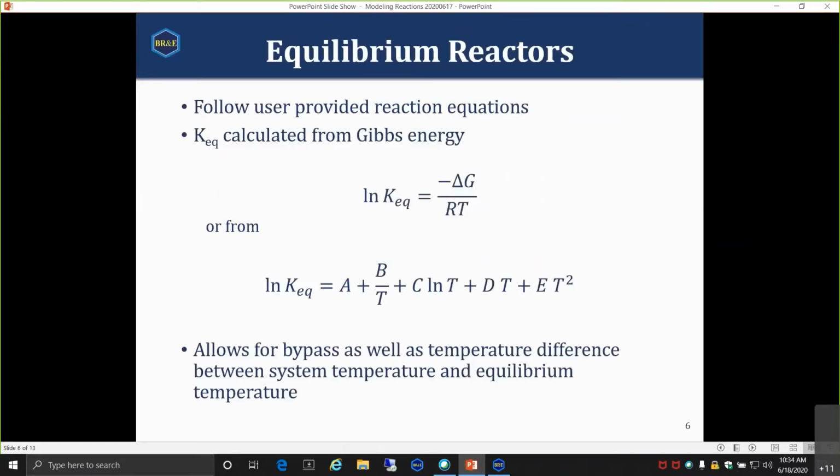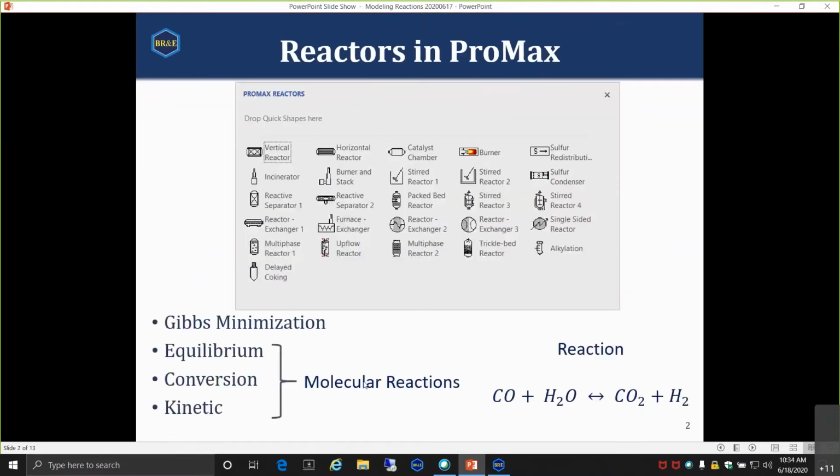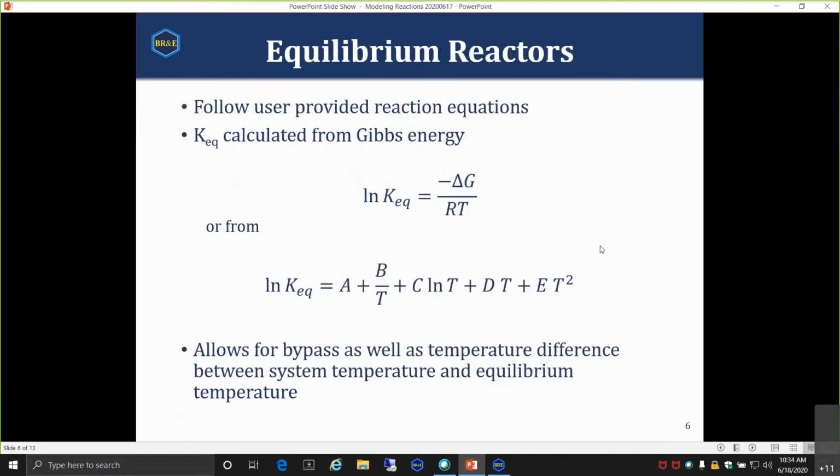So the next type of reactor, and this is going to be the first of what we have classified as the molecular reactions. All these other reactions are going to require us to put in a reaction pathway into ProMax, so that ProMax knows what is going to react and what is going to be a reactant, what is going to be a product. One of the easiest reactions to model is an equilibrium reaction.